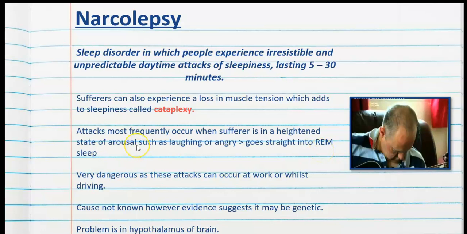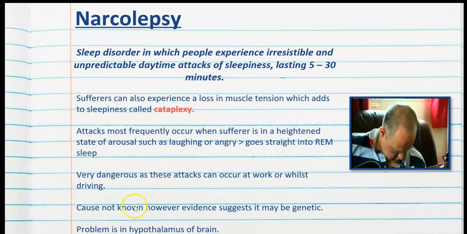Now, this can be very, very dangerous, as these attacks, or this insatiable sleepiness, can occur at work or whilst driving. So a lot of narcoleptic people cannot drive, or they're not allowed to drive, or they're very limited in what they can do in terms of work if it's very, very severe.